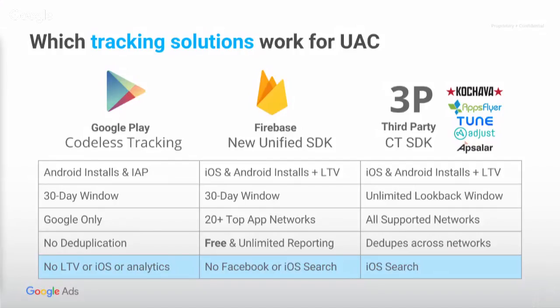And then lastly, with any of our third-party attribution partners like Kochava, AppsFlyer, Tune, Adjust, or Apsalar, these are really the third parties that not only track Facebook, but also track iOS search. They have unlimited look-back windows, and they dedupe across networks. They can also track a lot of the in-app events and first opens, and it really does give a more holistic picture of the campaigns that you're running. So each partner, again, has different ways of attributing conversions. It's really just dependent on what your overall goals are and what's the best fit for your business at the moment.